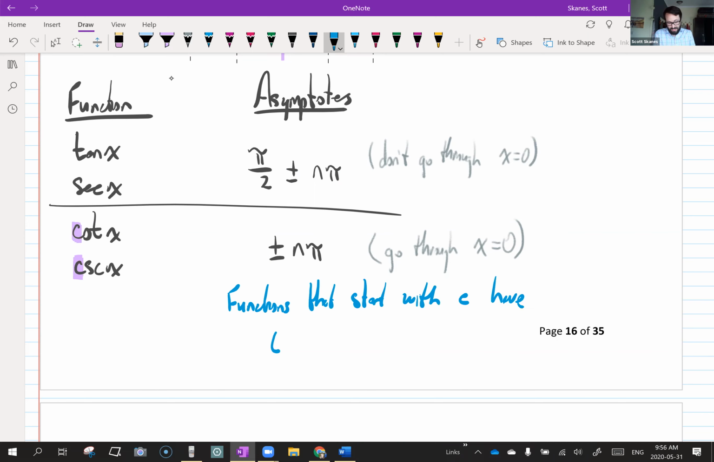Easy asymptotes. And easy asymptotes, it's like EC asymptotes.